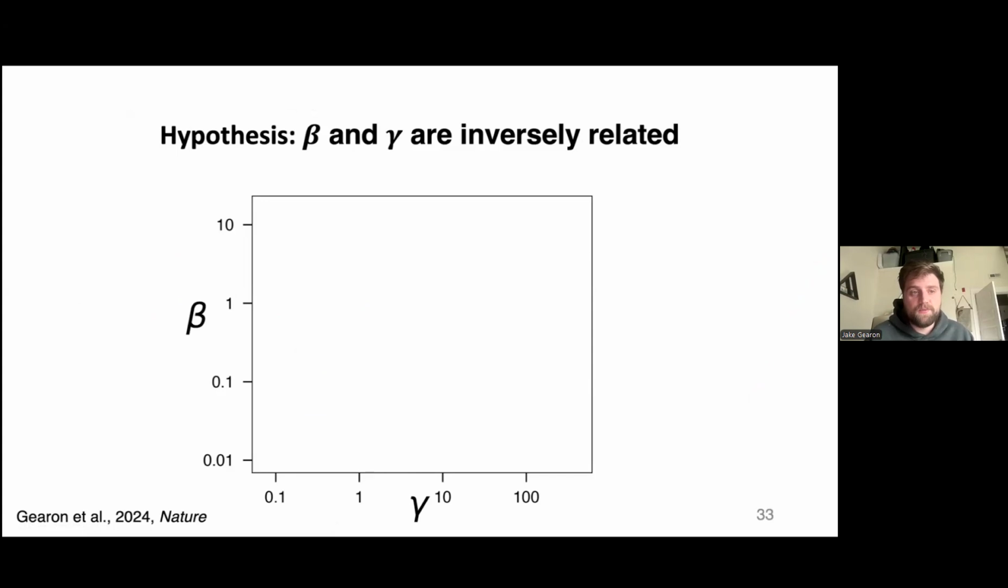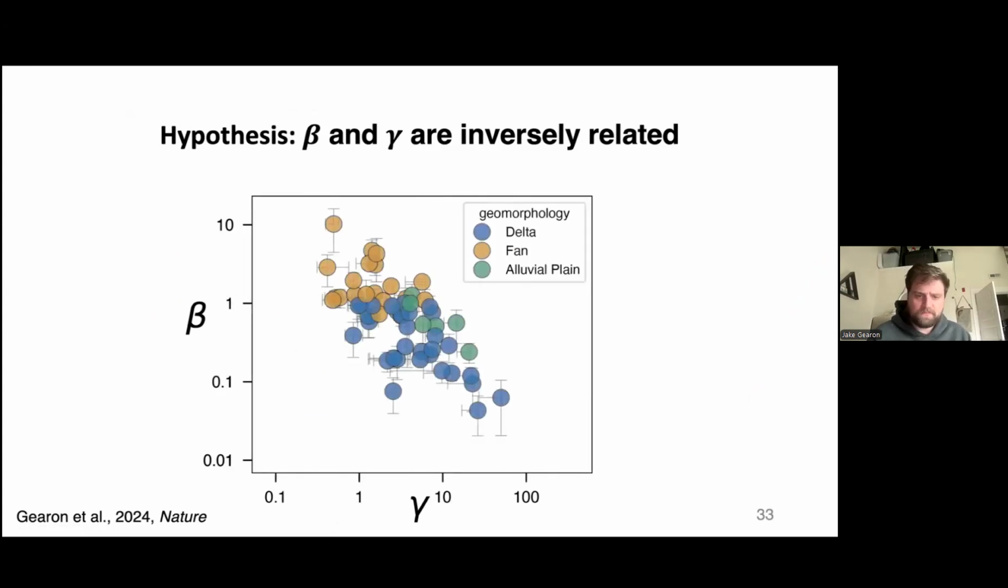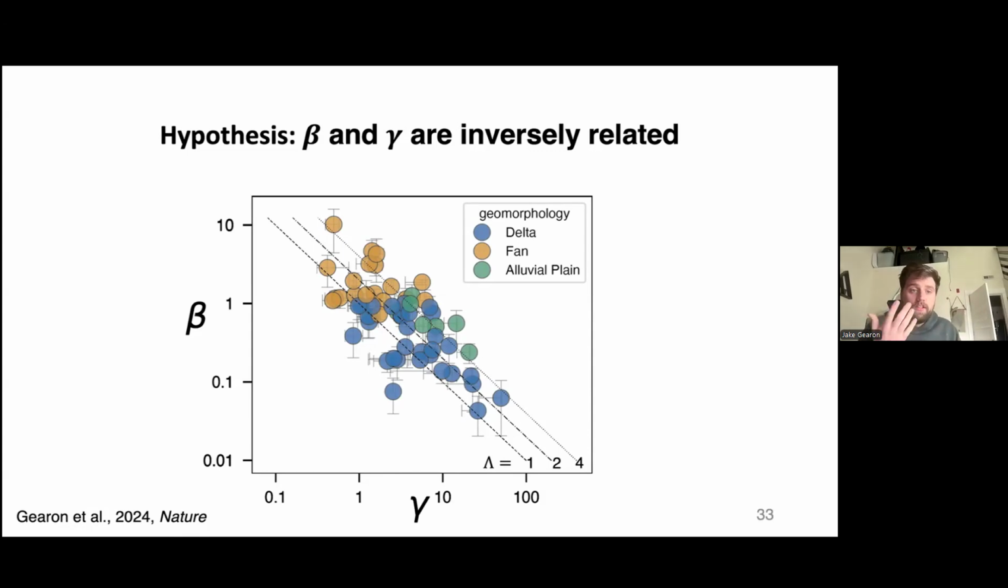On the x-axis, we have gamma, or gradient advantage. And what you'll notice from all our rivers is that we recover this nice inverse relationship that is best described by a constant lambda value of 2. And that allows us to approach a sort of conclusion here, which is that, simply taking some assumptions, for a river to avulse, the shear stress exerted on the avulsion pathway has to be about twice that of the shear stress exerted in the main channel.